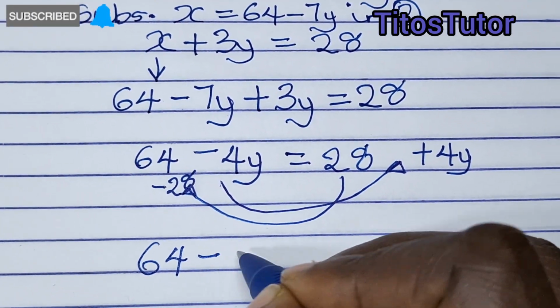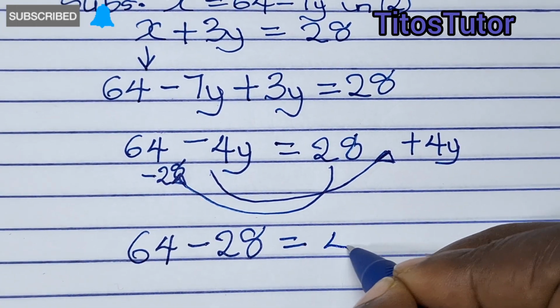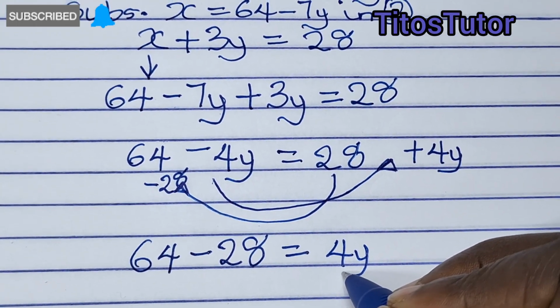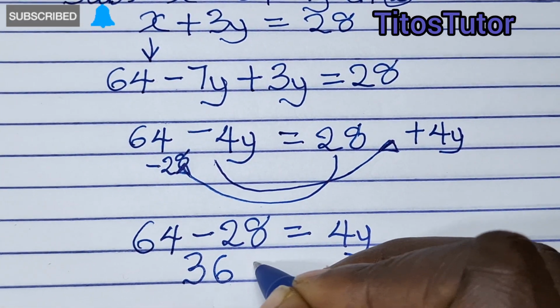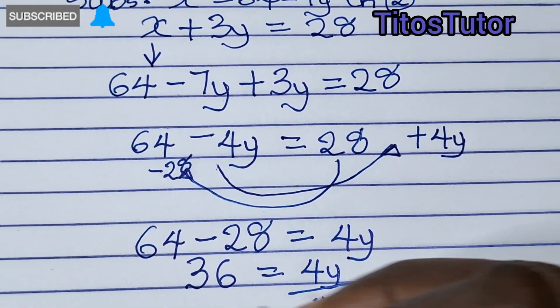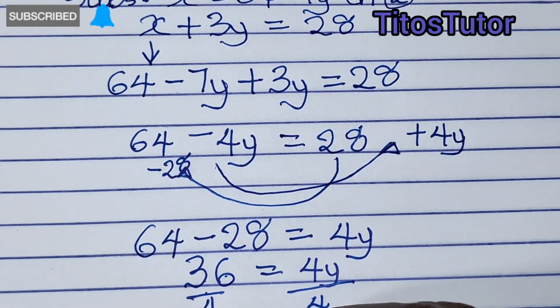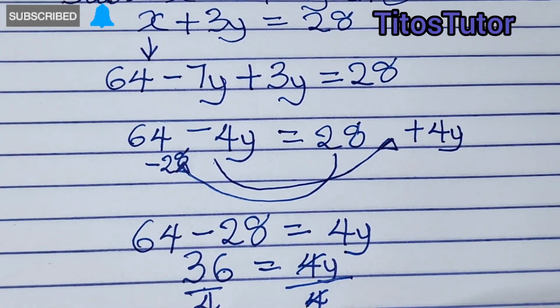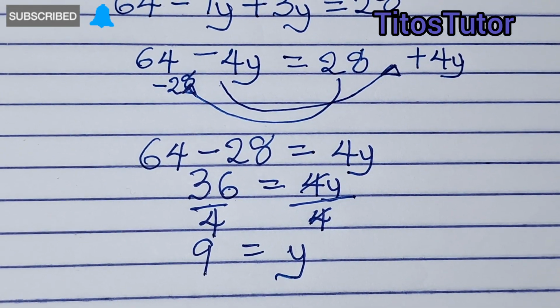Okay, so this is what I have. 64 minus 28 is equal to 4y. 64 minus 28 is 36. 36 is equal to 4y. I'm going to divide this by 4 and divide this by 4. 36 divided by 4 is 9. And this 4 cancels this 4. So I'm left with y. Can you see? I have my y as 9.